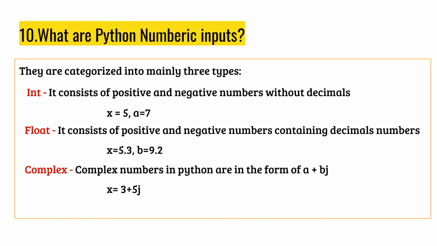A complex number has a real part and an imaginary part, and the imaginary part ends with j. So there is an example there, 3 plus 5j. Here the real part is 3 and the imaginary part is 5. It is very tricky to give a complex number as an input if you want to perform some operations on complex numbers. Now Python gives us a feature that you can directly manipulate complex numbers.